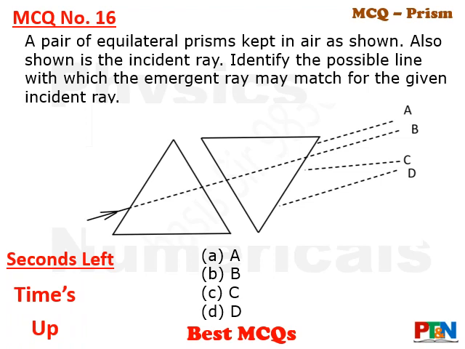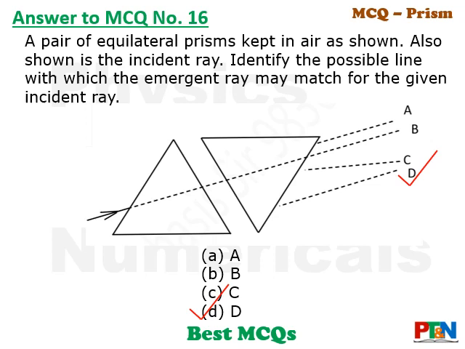Time's up. Let's see the answer. The answer is option D, that is the emergent ray will match with the line D. Let's see the ray diagram also. The ray diagram will look like this. It has been told that the pair of equilateral prisms has been kept in air. That means the refractive index of the prism is more than the refractive index of the medium, that is air. So rays will travel like this. So the option is D.